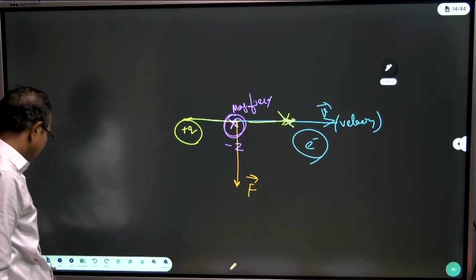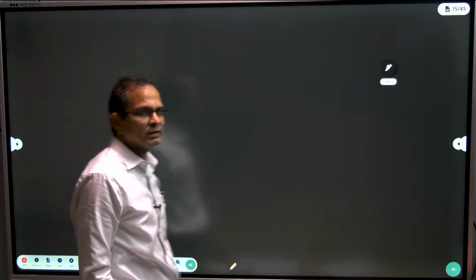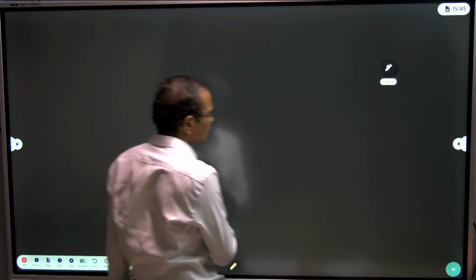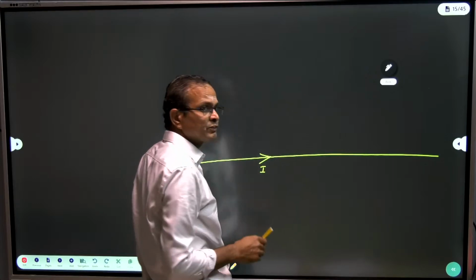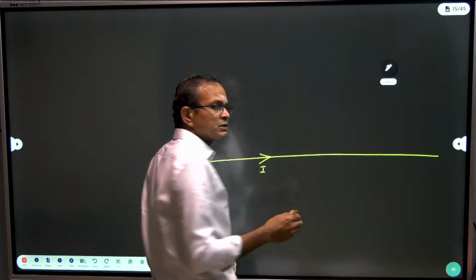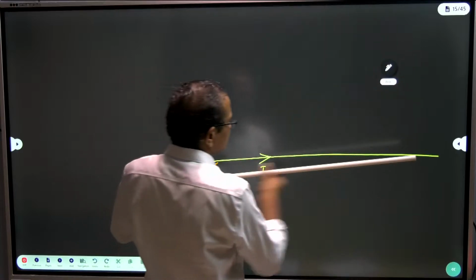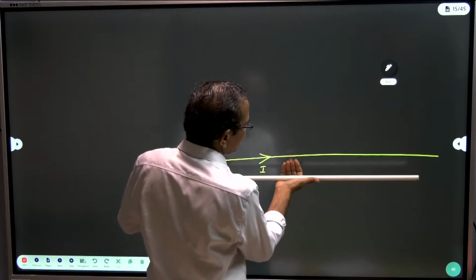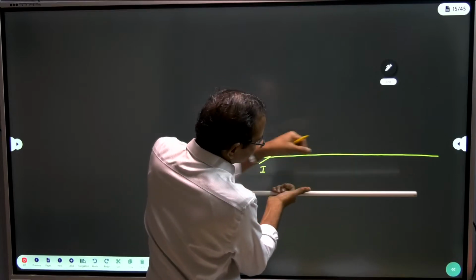Right. Next, magnetic field due to a straight wire you want, and then circular coil will take up. So magnetic field due to a straight wire. If there is a straight wire carrying current I, where is the magnetic field? So assume this is a wire. Assume as if the current flows in this direction. Hold the wire in such a way that the thumb shows the direction of current.